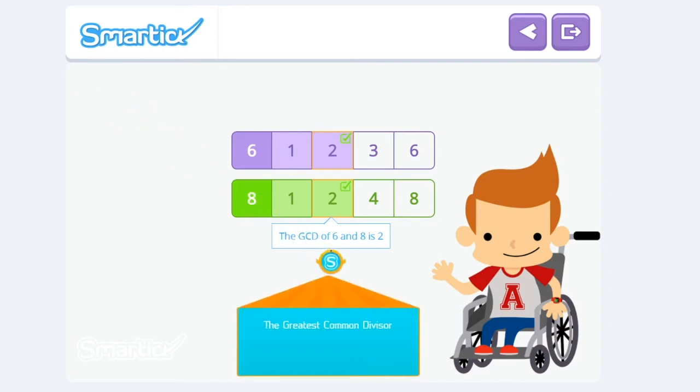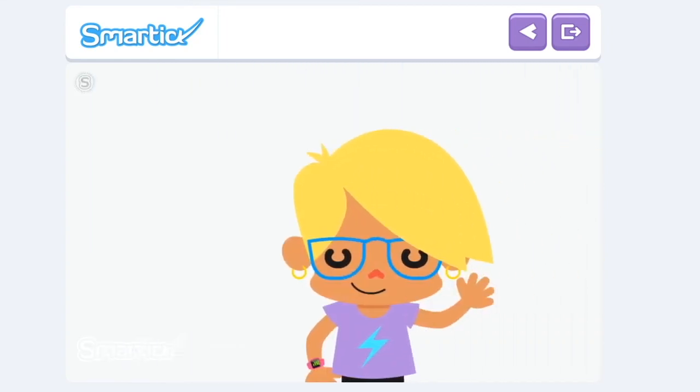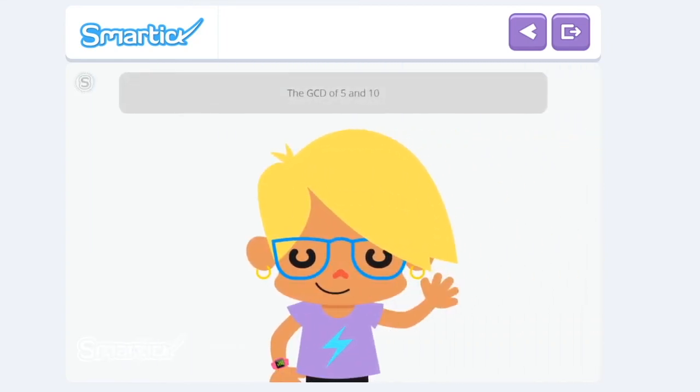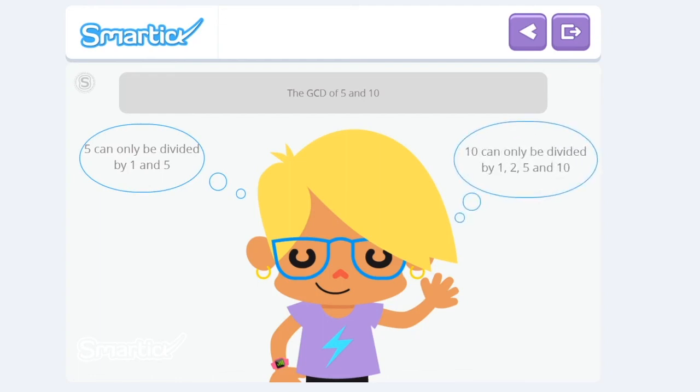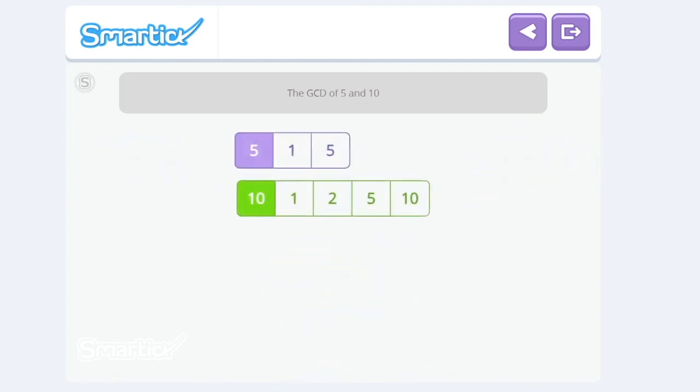Now Leo knows that the greatest common divisor is the biggest number that divides 2 or more numbers exactly. Eva needs to find the greatest common divisor of 5 and 10, but she doesn't need to do all the divisions to work it out. Let's see how she does it. She knows that 5 can only be divided exactly by 1 and 5. And she also knows that 10 can be divided exactly by 1, 2, 5, and 10. So she can write the list of divisors without making any calculations and select the greatest common divisor, which in this case is 5.